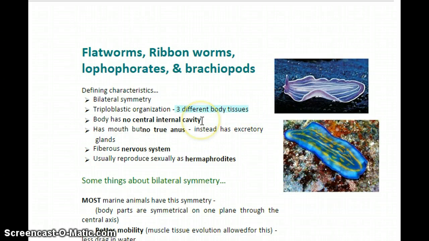The body of flatworms, though, actually has no internal cavity, so that's kind of unique to this group. They have a mouth but no true anus, so these guys actually excrete waste through glands along their body rather than having one mouth and an anus and a tube in between. They're a little bit different than that. They have a nervous system, like a branching nervous system. And these guys are typically hermaphrodites, so they usually can be both male and female.